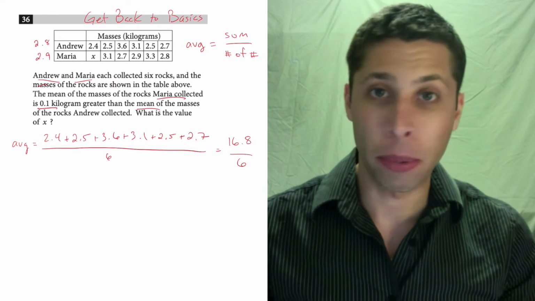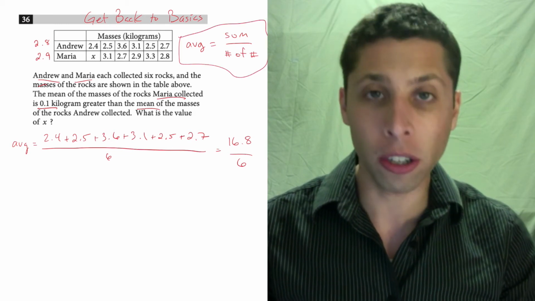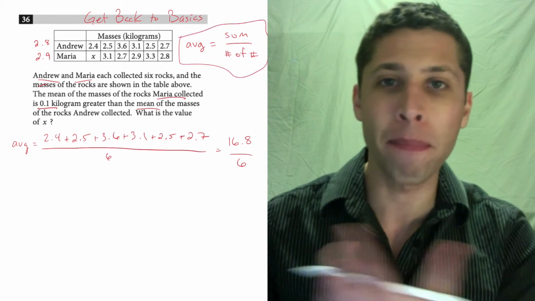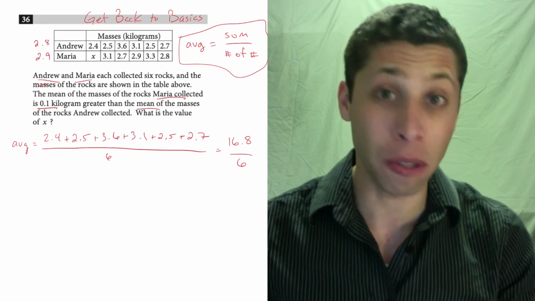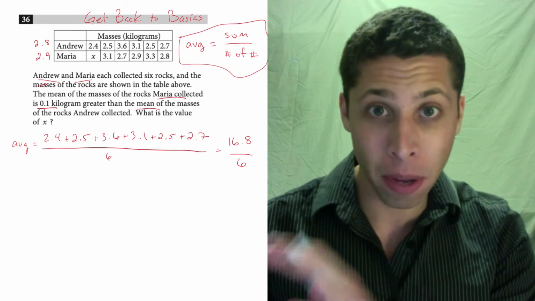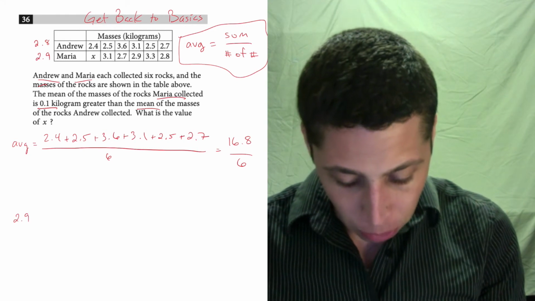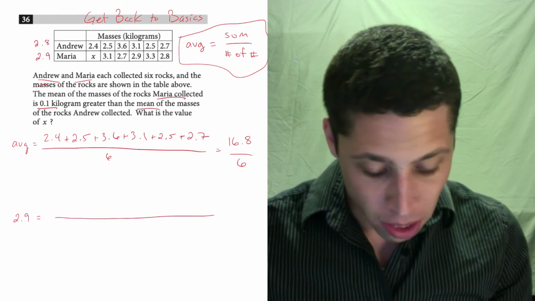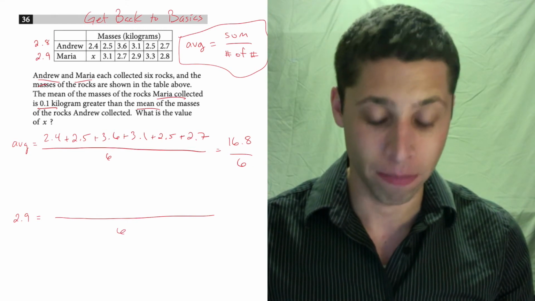Now this is where some people get stuck, but it shouldn't be, because if we've put the formula on our page to start, we should always use the formula, come back to it. That's why we want it on our page. It's a visual reminder of the steps that we can take whenever we're talking about mean, right? So we have a lot of pieces here. We know that the average is 2.9. We know that there are 6 rocks in Maria's collection.